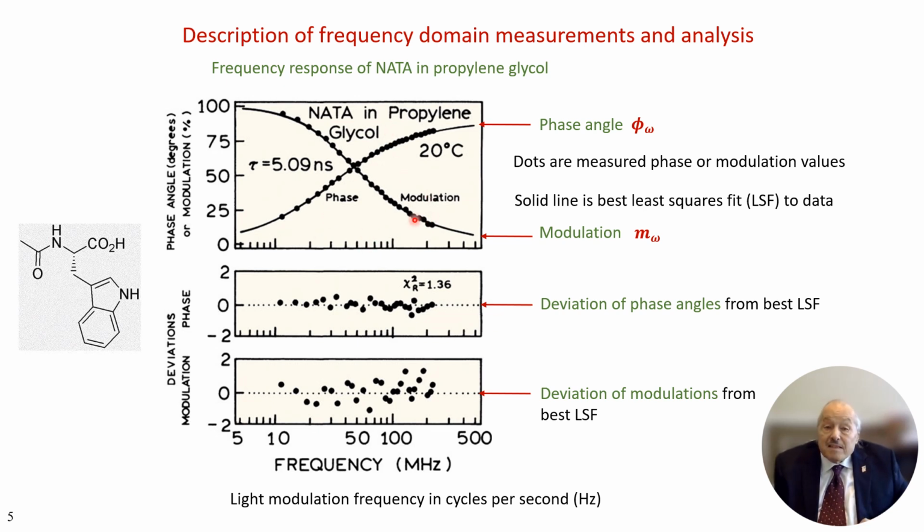Let's look at the frequency domain measurements in more detail. Just to point out that this is the phase angle. It reaches a maximum of 90 degrees. It never goes beyond that. These are the modulations, the peak-to-peak height of the emission, and that starts at 100% and goes all the way down to 0%. And the deviations are calculated by the least squares method that we described previously.